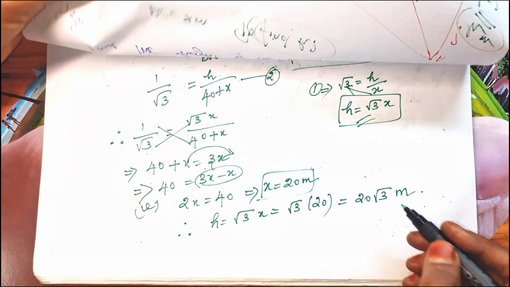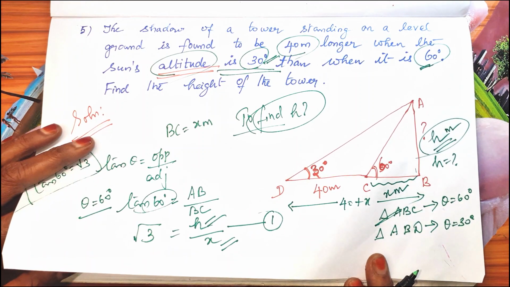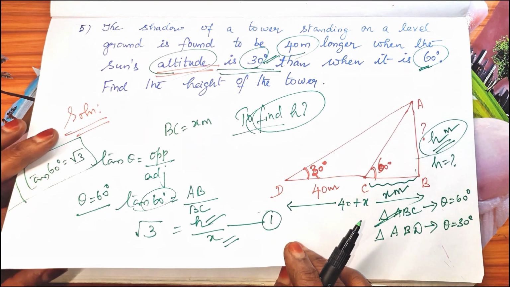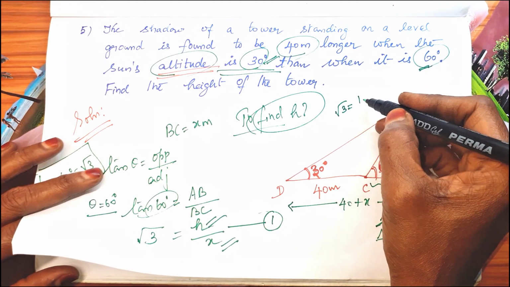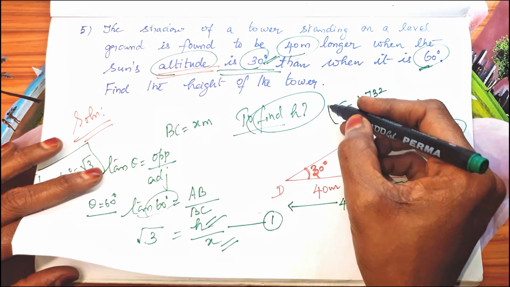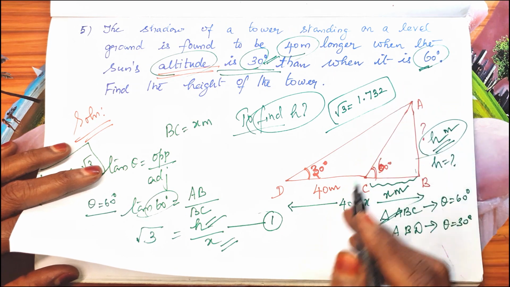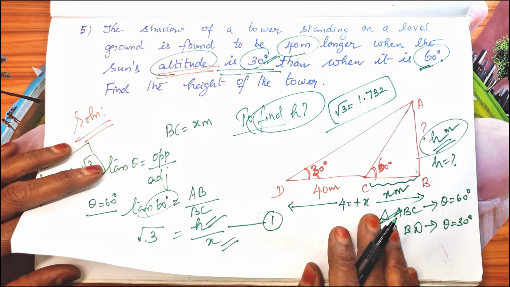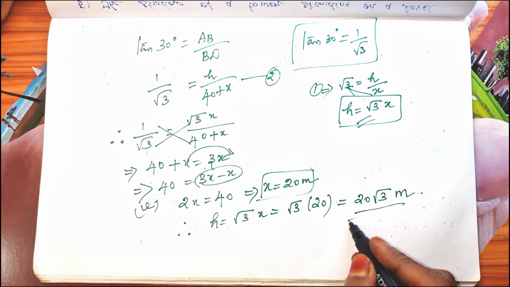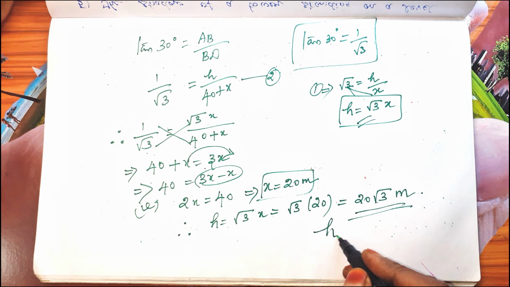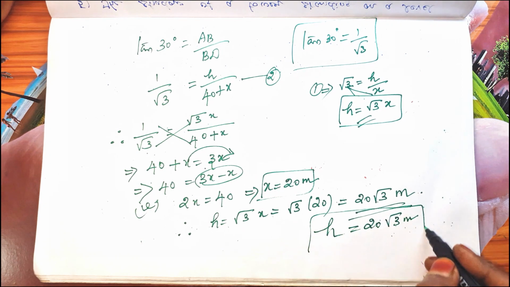If the value of root 3 is given in the problem, we have to substitute it. In the previous problem, the value of root 3 was given as 1.732. But here it is not mentioned. Therefore, there is no need to substitute it in the final answer. Whatever answer you got, give that as the final answer. Therefore the height of the tower is 20 into root 3 meters. This is the final answer.